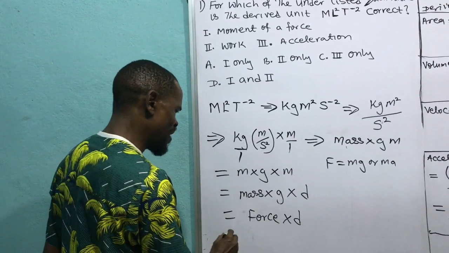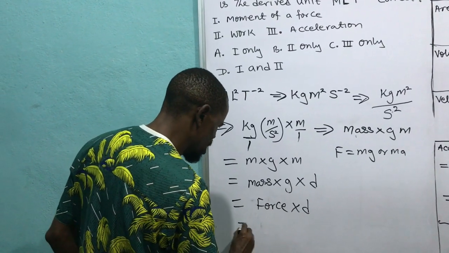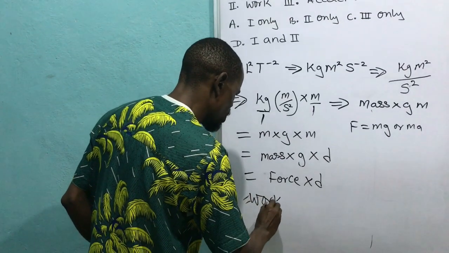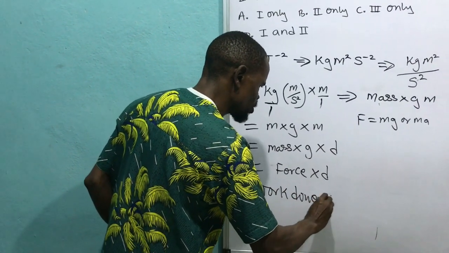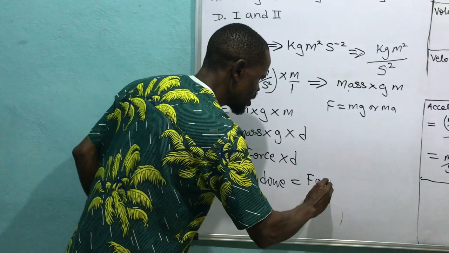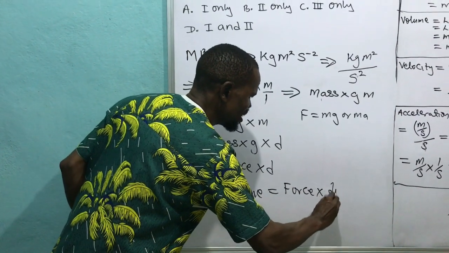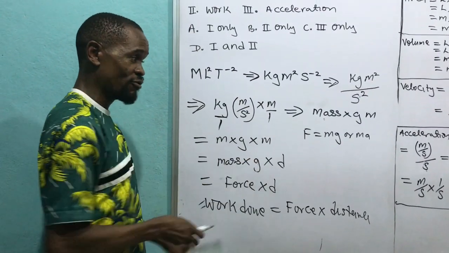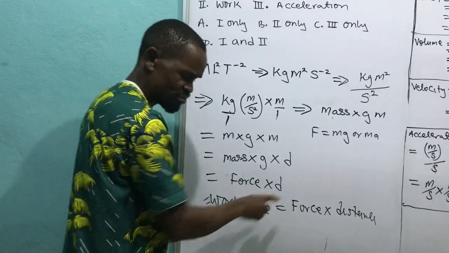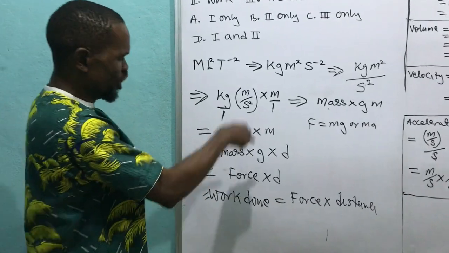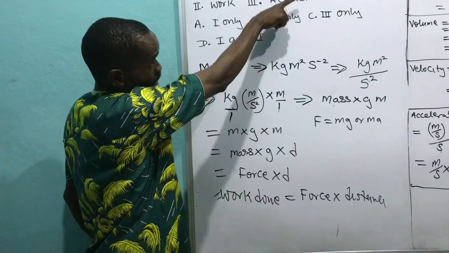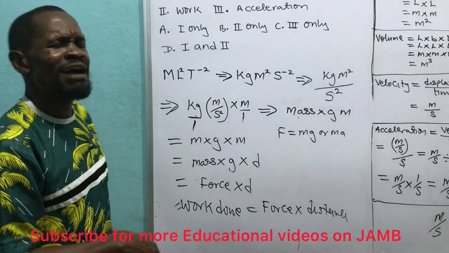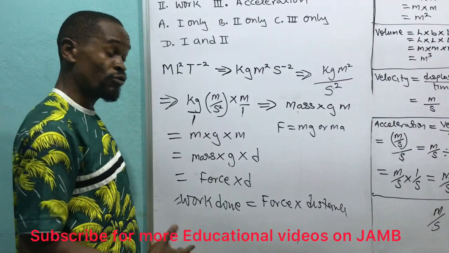Then from here now I see that force times distance is work done, right? That means that work done is equal to force times distance. You see how we arrive at this? So this is the work done. Are you getting what I'm saying? So the unit of this dimension is work done. And you remember that work done has a unit called joule. The unit of work done is joule.